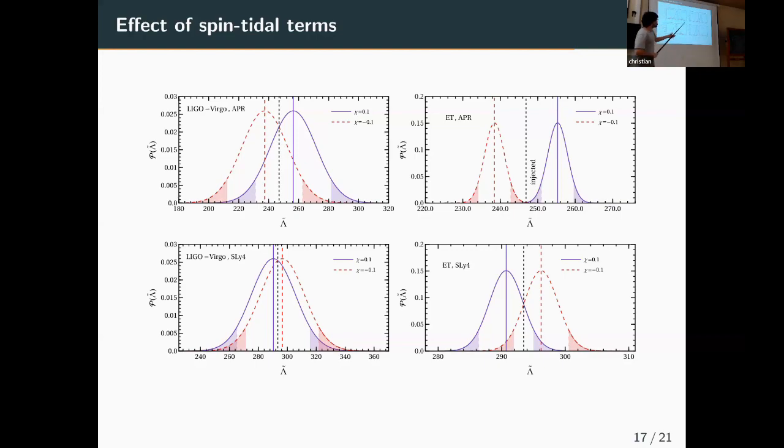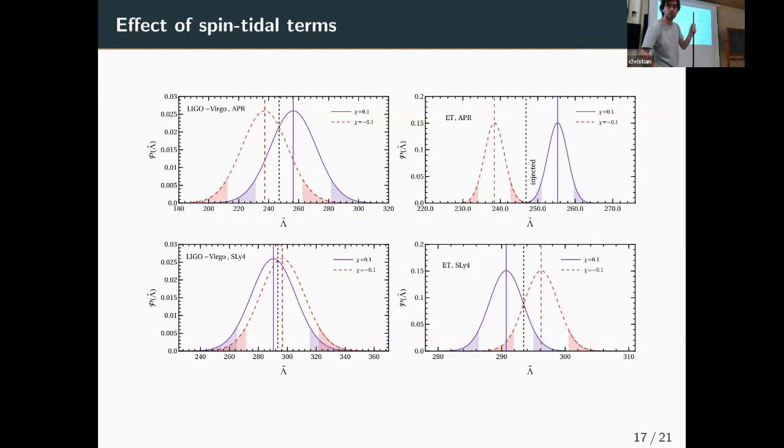We did this for two different equations of state, a softer and a stiffer one. But this just goes to show that this result is dependent on the equation of state, and since we do not know what the equation of state will be exactly, we must take this into consideration if we are to use third generation detectors to their full extent.